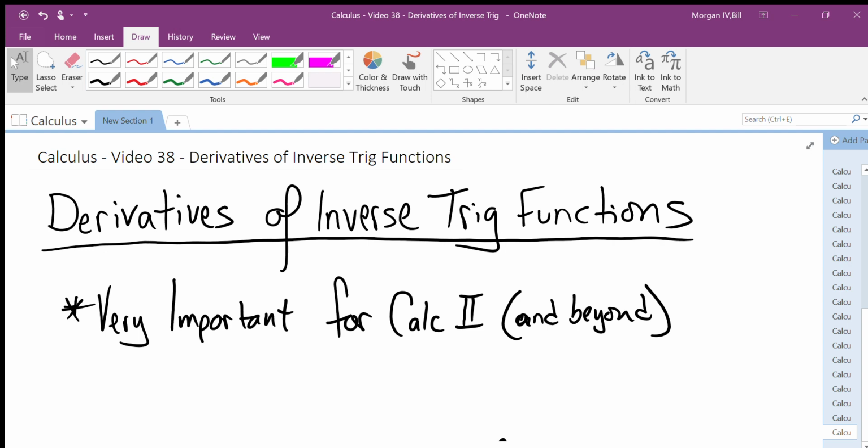Calculus Video 38, Derivatives of Inverse Trig Functions. So the derivative of an inverse trig function, we should probably think about what an inverse trig function is, which we'll get to in just a minute.